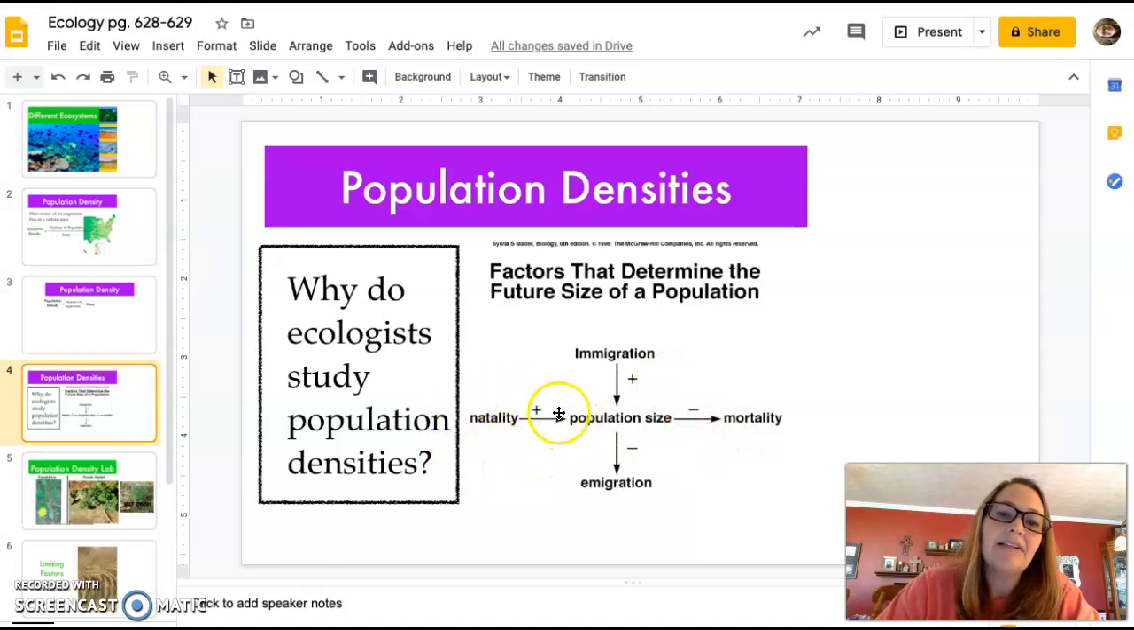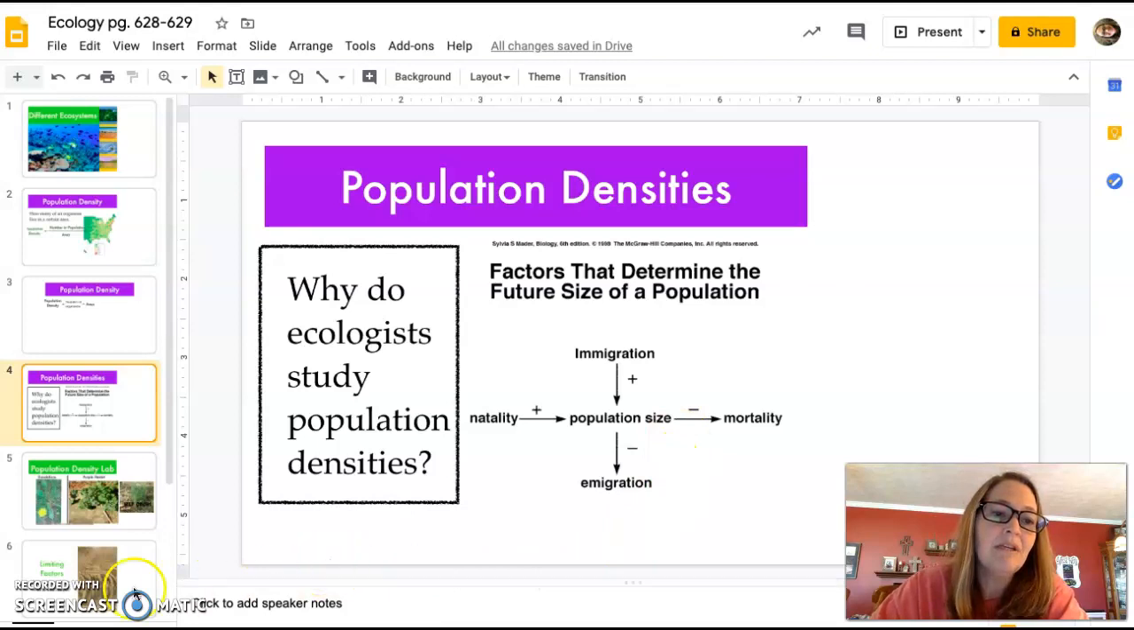And then natality refers to how many are being born in that area. So ecologists study these population densities because it tells us how the population is fluctuating. If the population density is increasing or decreasing, it speaks a little bit to the healthiness of the community and the number of organisms that it can support.